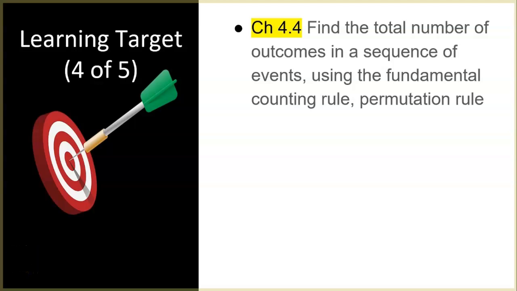In section 4 of chapter 4, here we look at the different ways that we can more or less represent the outcomes of a sample space using different counting methods. So our focus is to look at finding the total number of outcomes in a certain number of events, and we're going to talk about the fundamental counting rule, a permutation rule, and also a combination rule.